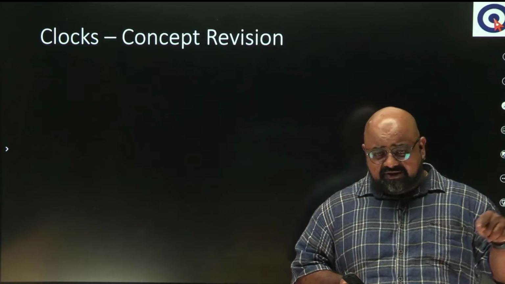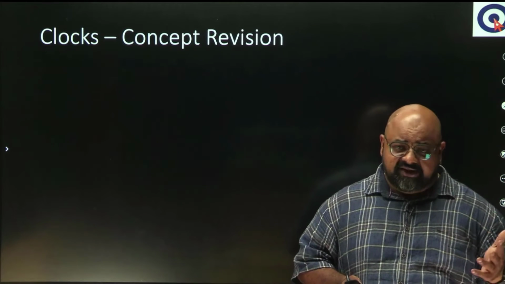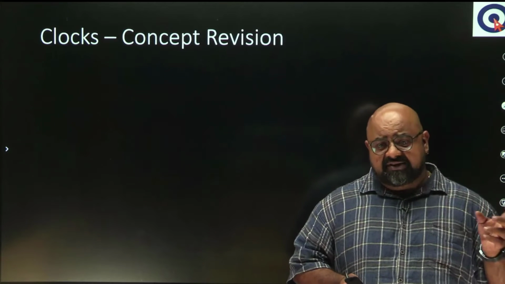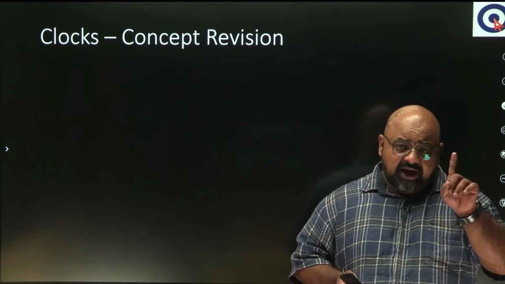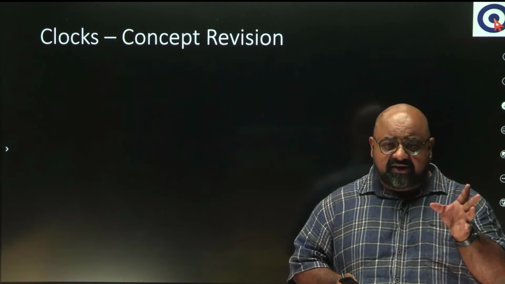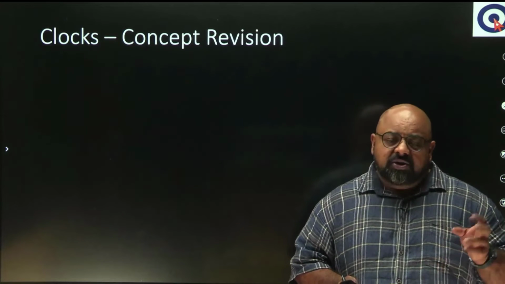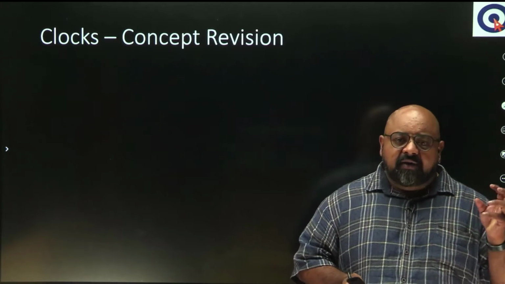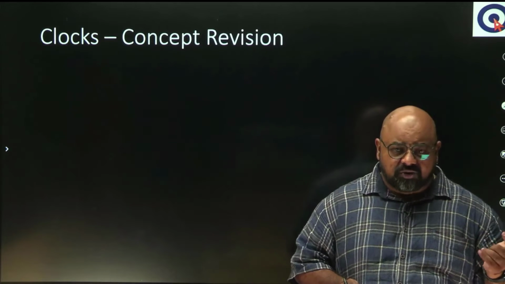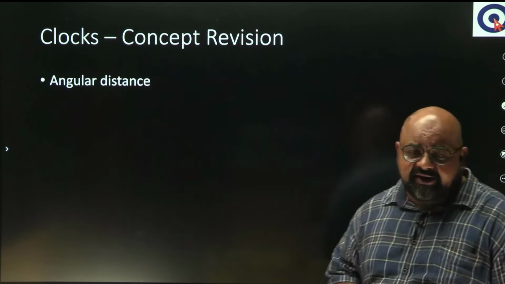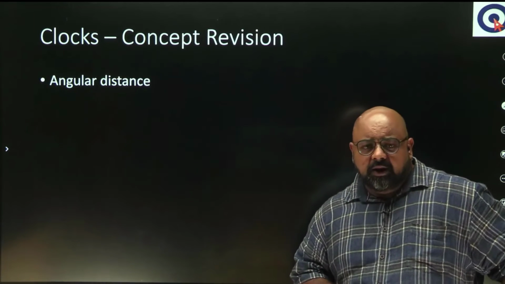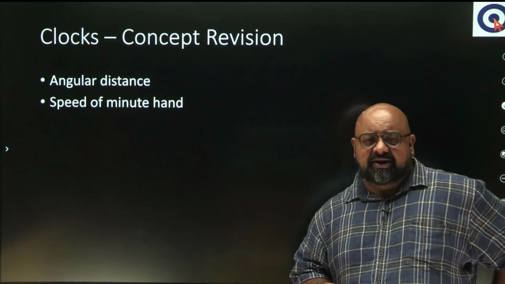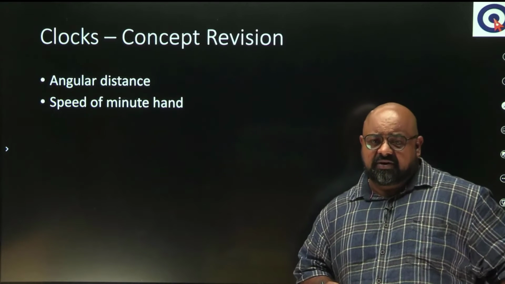In case of a clock, it does not matter whether the clock is small or large. The rate at which the hands move is the same, and therefore instead of distance we talk of angular distance. How many degrees does the hand cover in a given amount of time, right? So typically the speed of the minute hand and the hour hand we'll measure in degrees per minute, so to say, right? For example, what is the speed of the minute hand in degrees per minute?